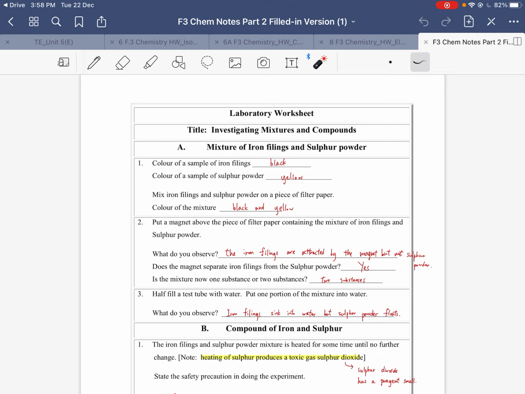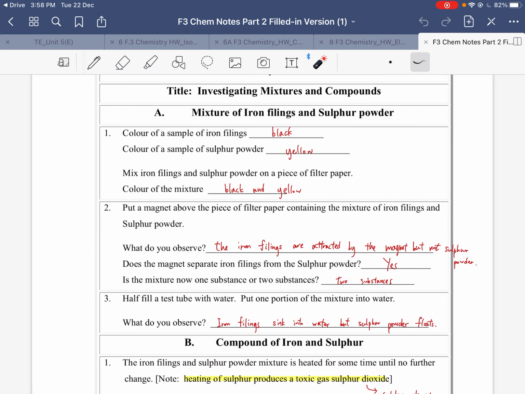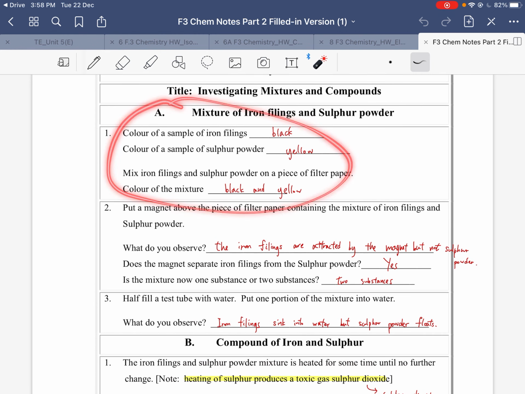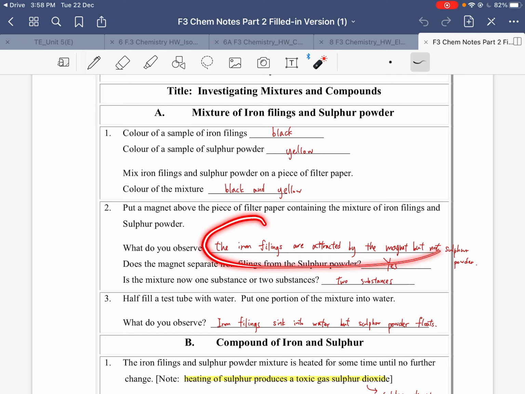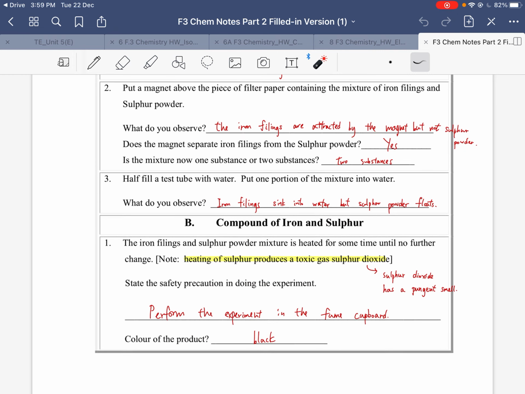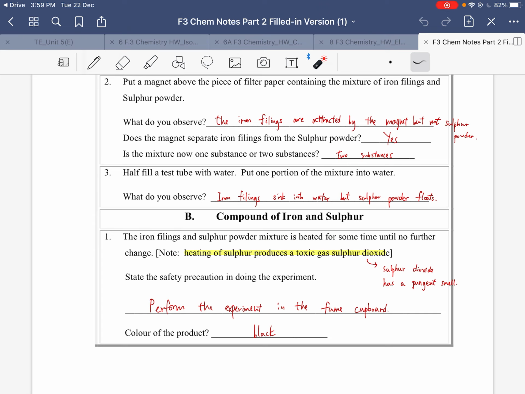So it is iron and sulfur, and I don't think I need to go through the color and the action of the magnet very deeply, because you know the color, and you know iron will be attracted by the magnet, but not the sulfur powder. And when you heat it up, a new compound is formed.